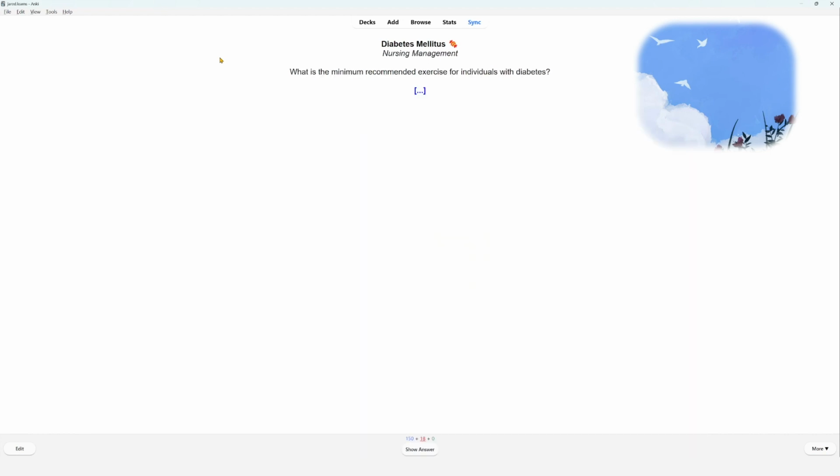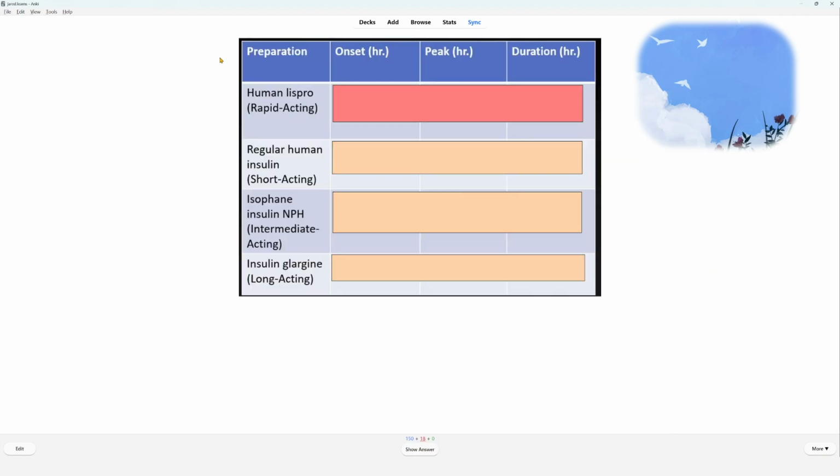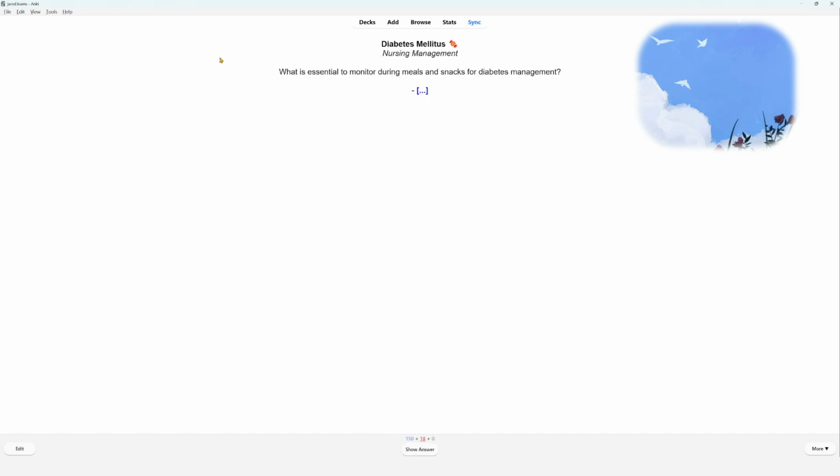What is the minimum recommended exercise for individuals with diabetes? 150 minutes per week, 75 minutes per week, or spread over 3 days. All right. 15 minutes, 30 minutes to hour and a half, and then 2 to 4 hours, 5 hours. Hit wrong.